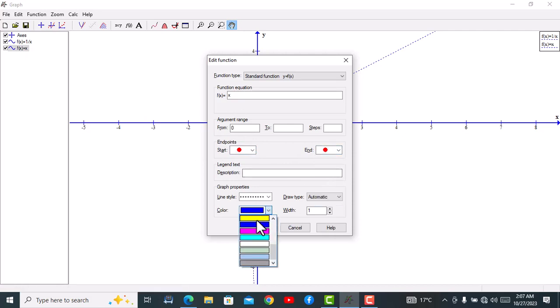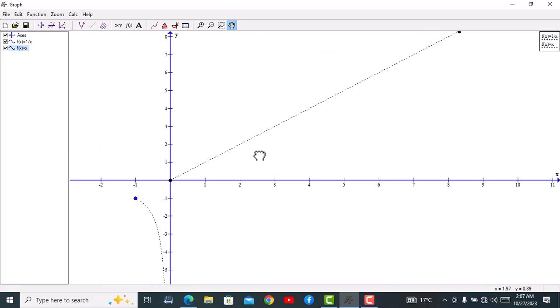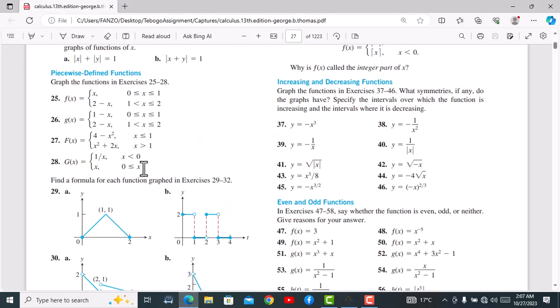And I can use a different color there. Maybe I can use black. And there we have it. And this one also moved towards positive infinity. So these are the piecewise defined functions for that. So that's fine. We're not going to stress ourselves a lot.